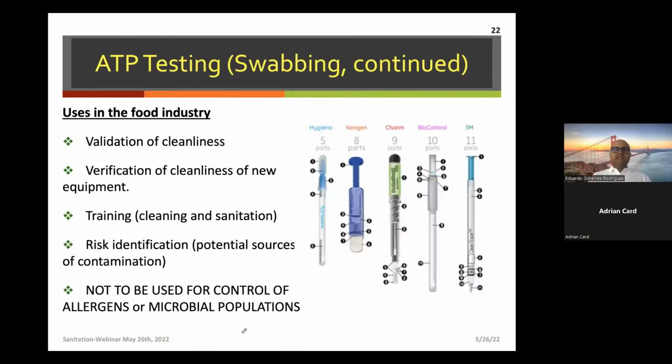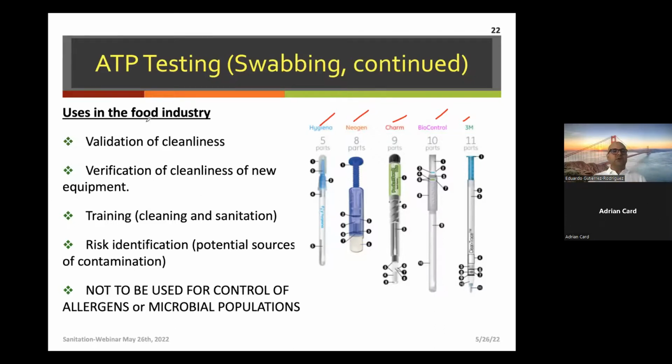Now, here's an example of different brands. Here's a Hygiena, here's a Neogen, here's a Charm, here's a Biocontrol, and here's a 3M. The goal of this slide is to basically show you that each of them has different components. And why is that important? Because some are easier to handle than others. And so you need to make sure that you familiarize yourself and that you train the individuals on the proper use of each of these swabs.